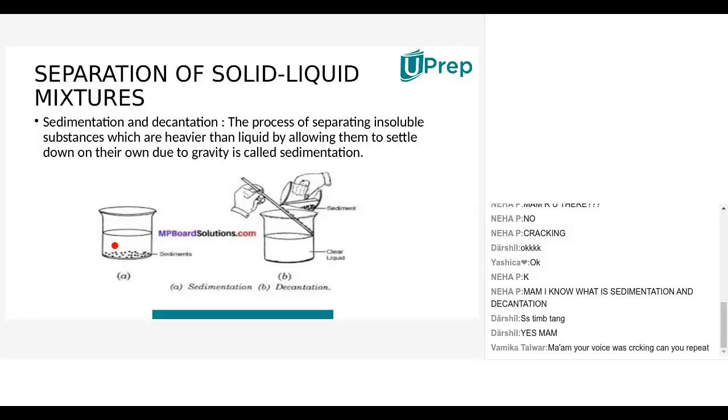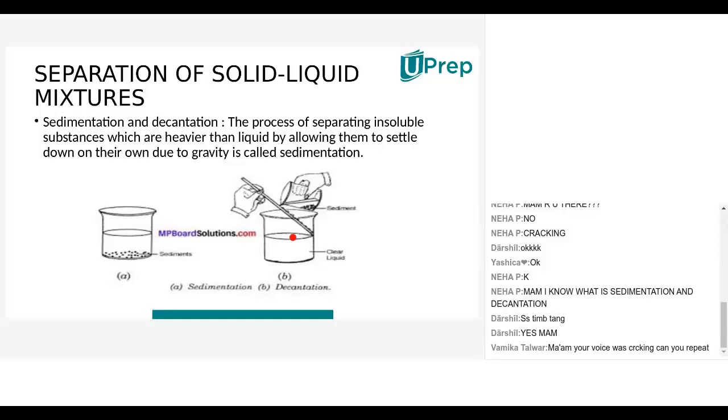So after sedimentation, we want to separate the clear liquid from the sediment. This is called what? Sediment. Without disturbing the sediment, we just decant the solution by using a glass rod, so that we separate the clear solution. And what will be the leftover in the beaker? Sediment. The beaker consists of sediment, and this entire process is known as decantation.